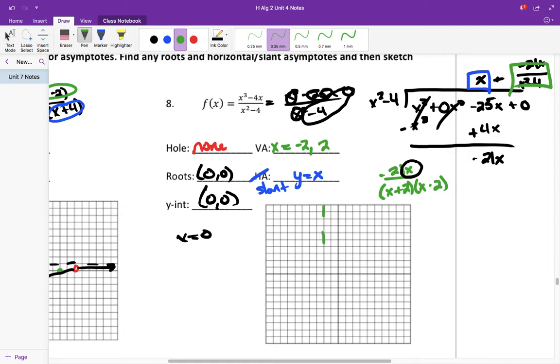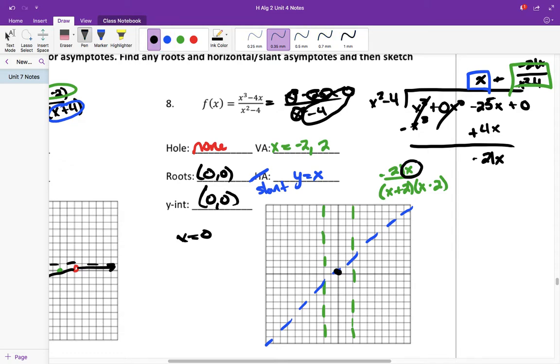So at this point, I'm going to go ahead and start graphing some of that stuff in here. So here is my vertical asymptote through -2. Here is my vertical asymptote through +2. I've got my slant asymptote through y equals x. So here that is there for us. And then I've got a root here at (0, 0).